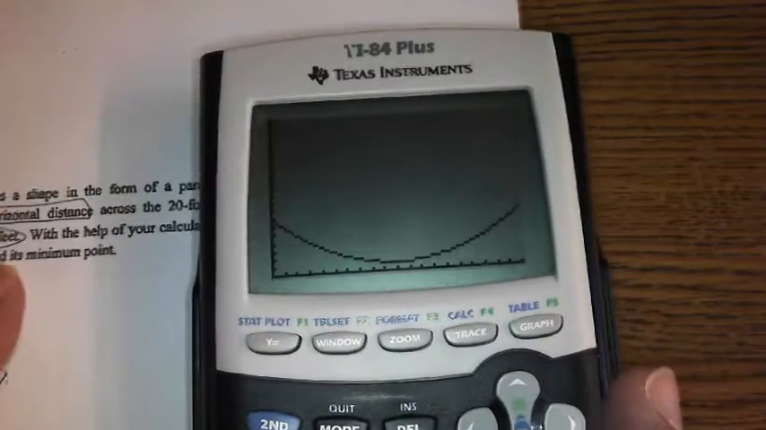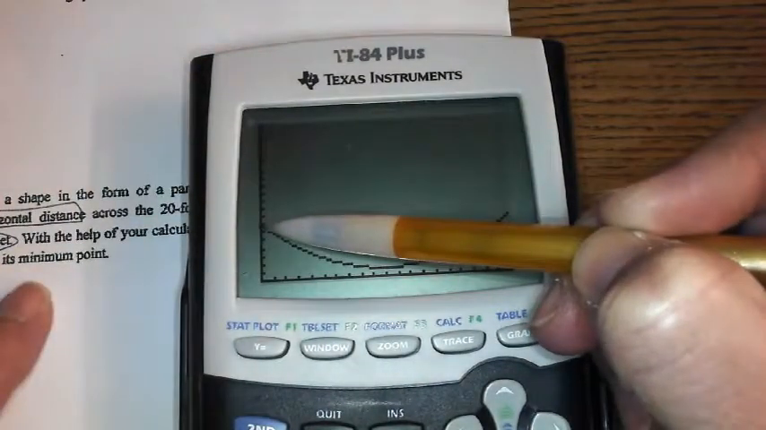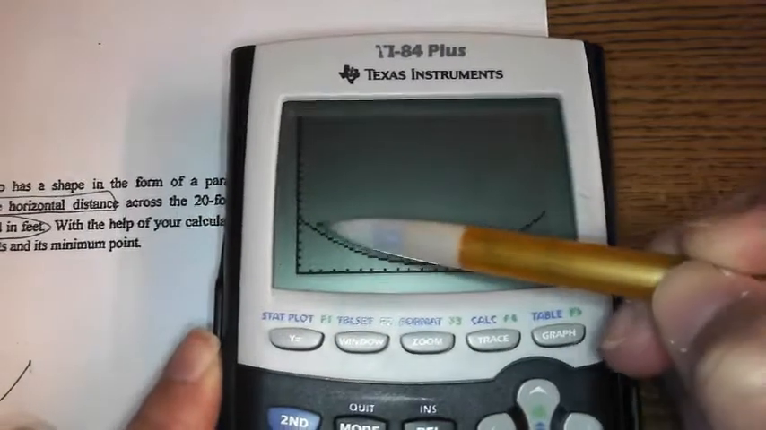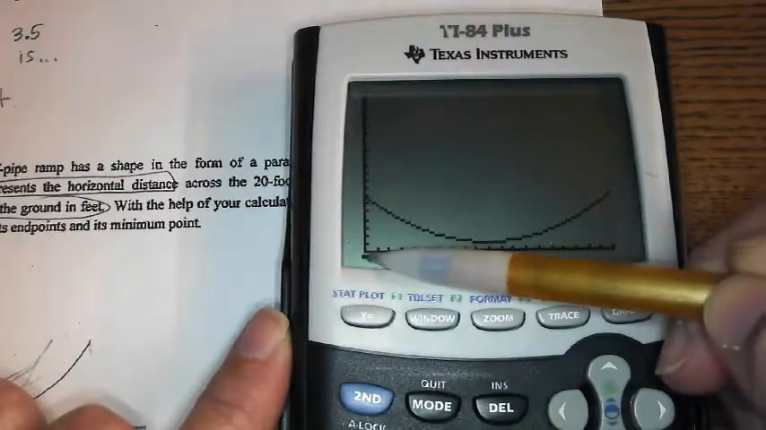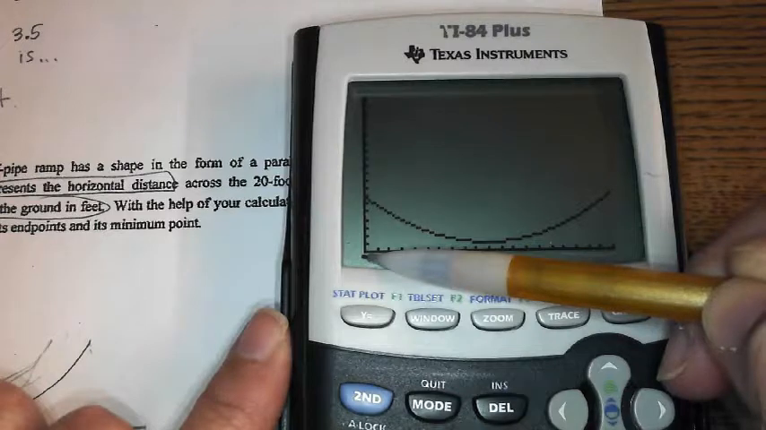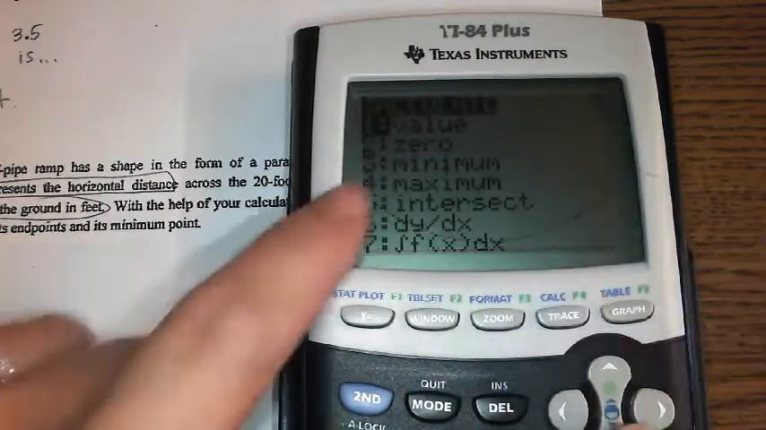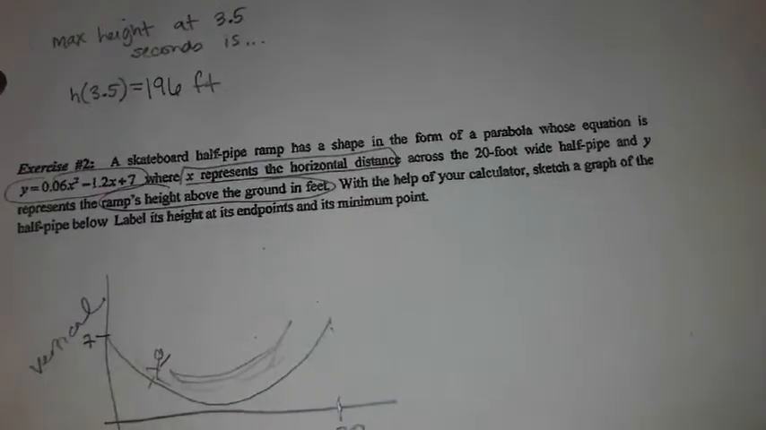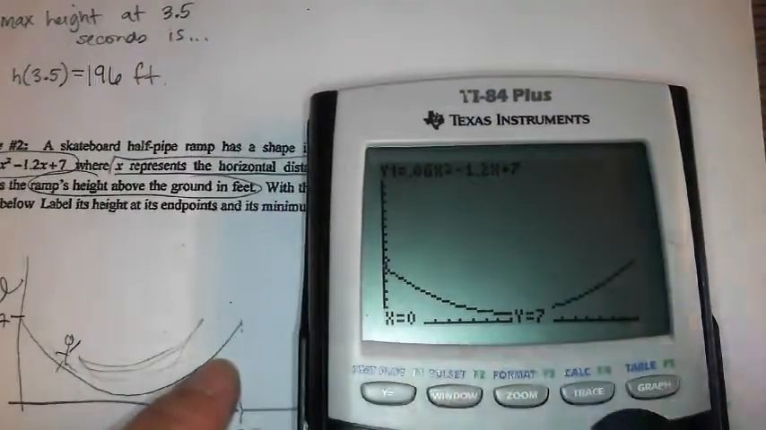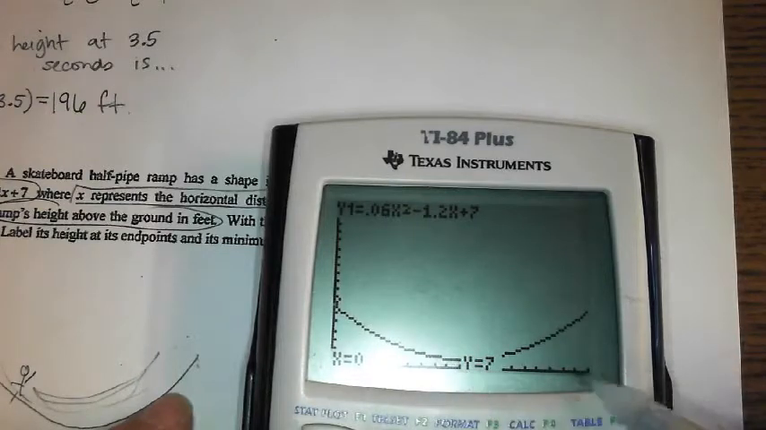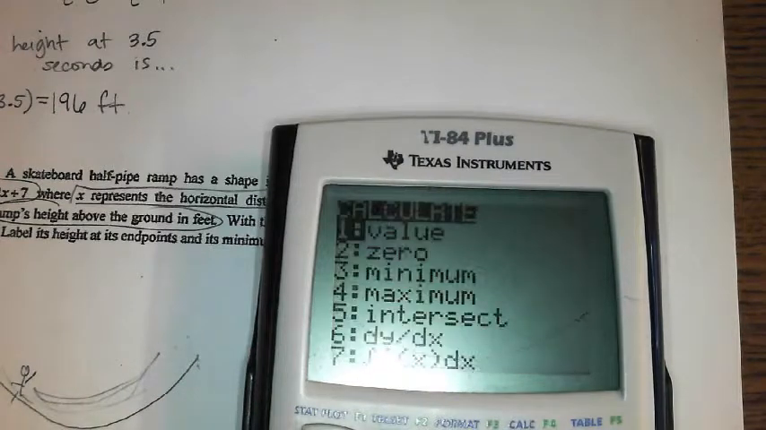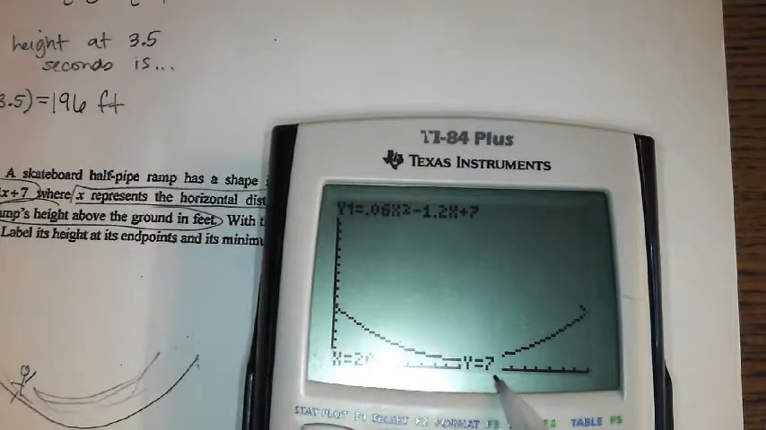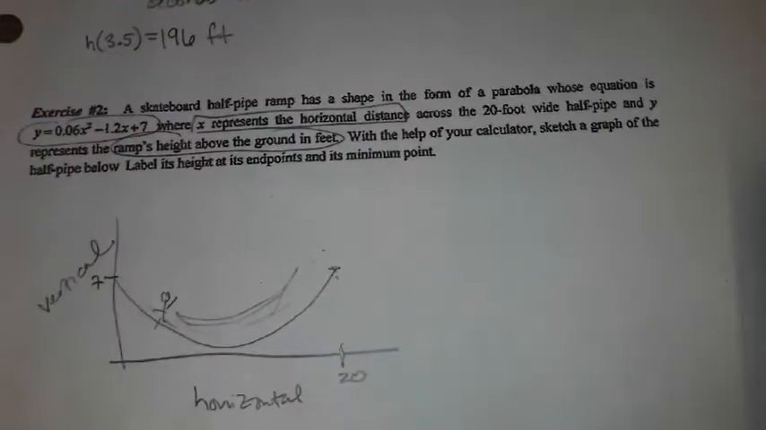Label its height at its endpoints. So we would want its height there and there. Its height there is at a horizontal distance of 0. So I could just do second trace value and plug in 0, and I'm going to get its height of 7. And then its height over here is at an x-coordinate of, what's the x-coordinate way over here? 20. Second trace value, x equals 20, is also going to produce a height of 7. We should have known that. That's going to be symmetrical.